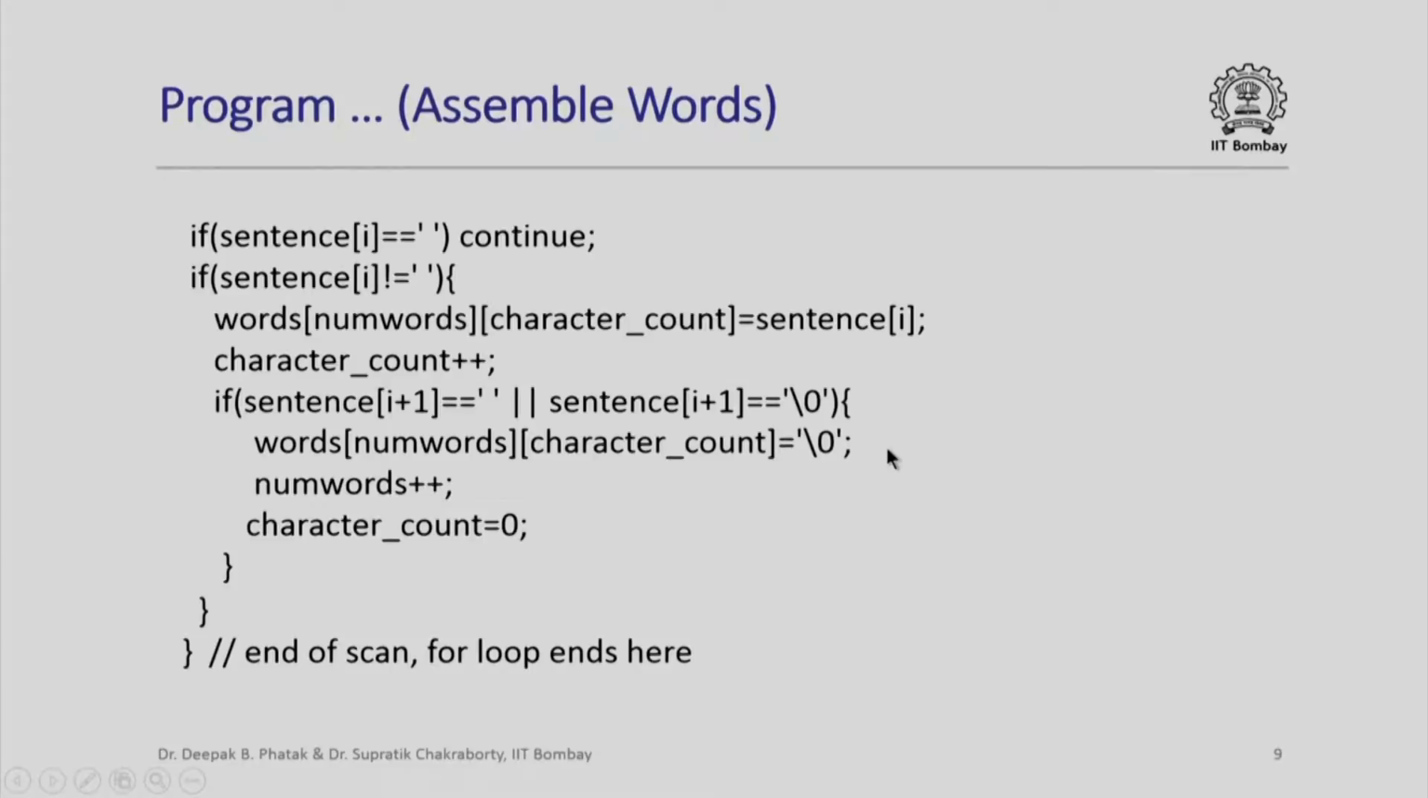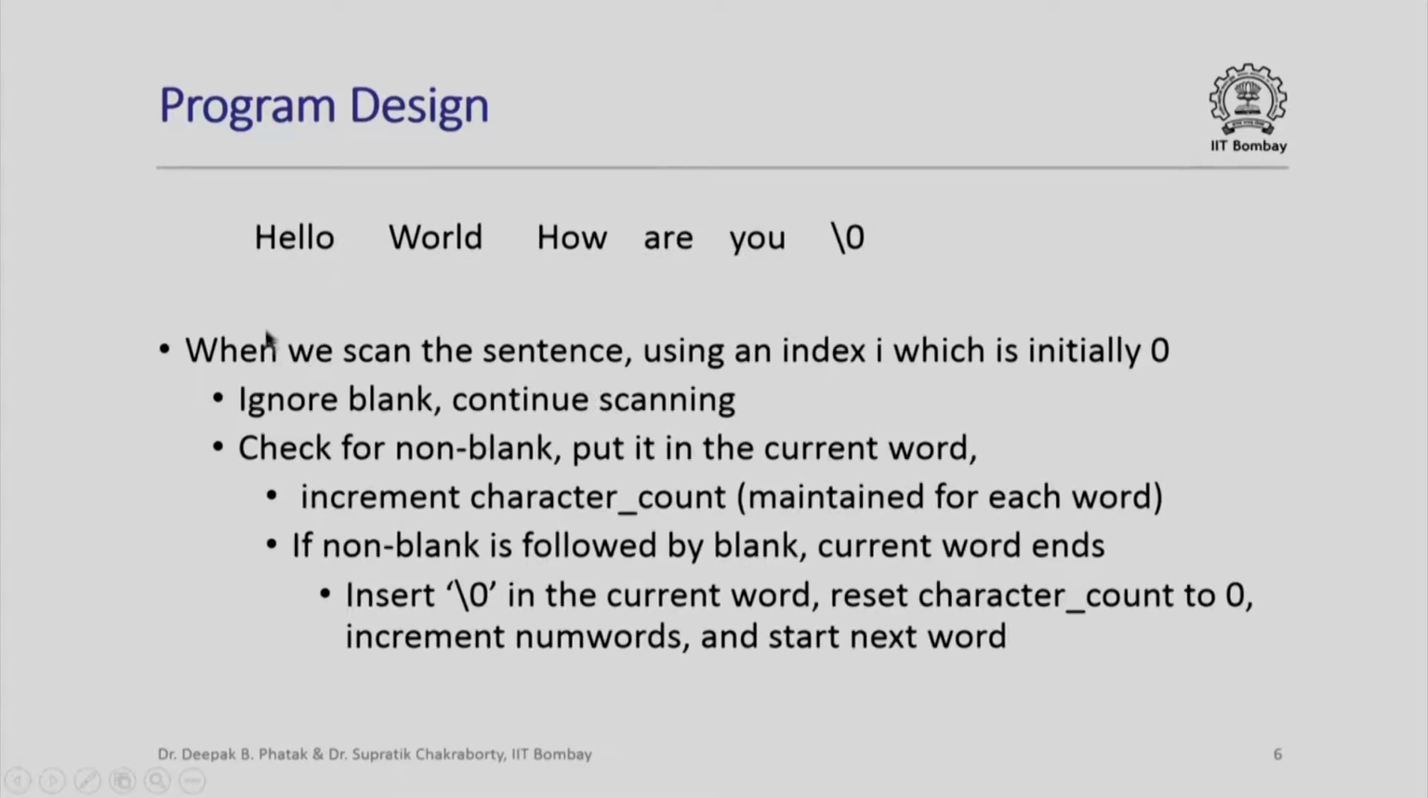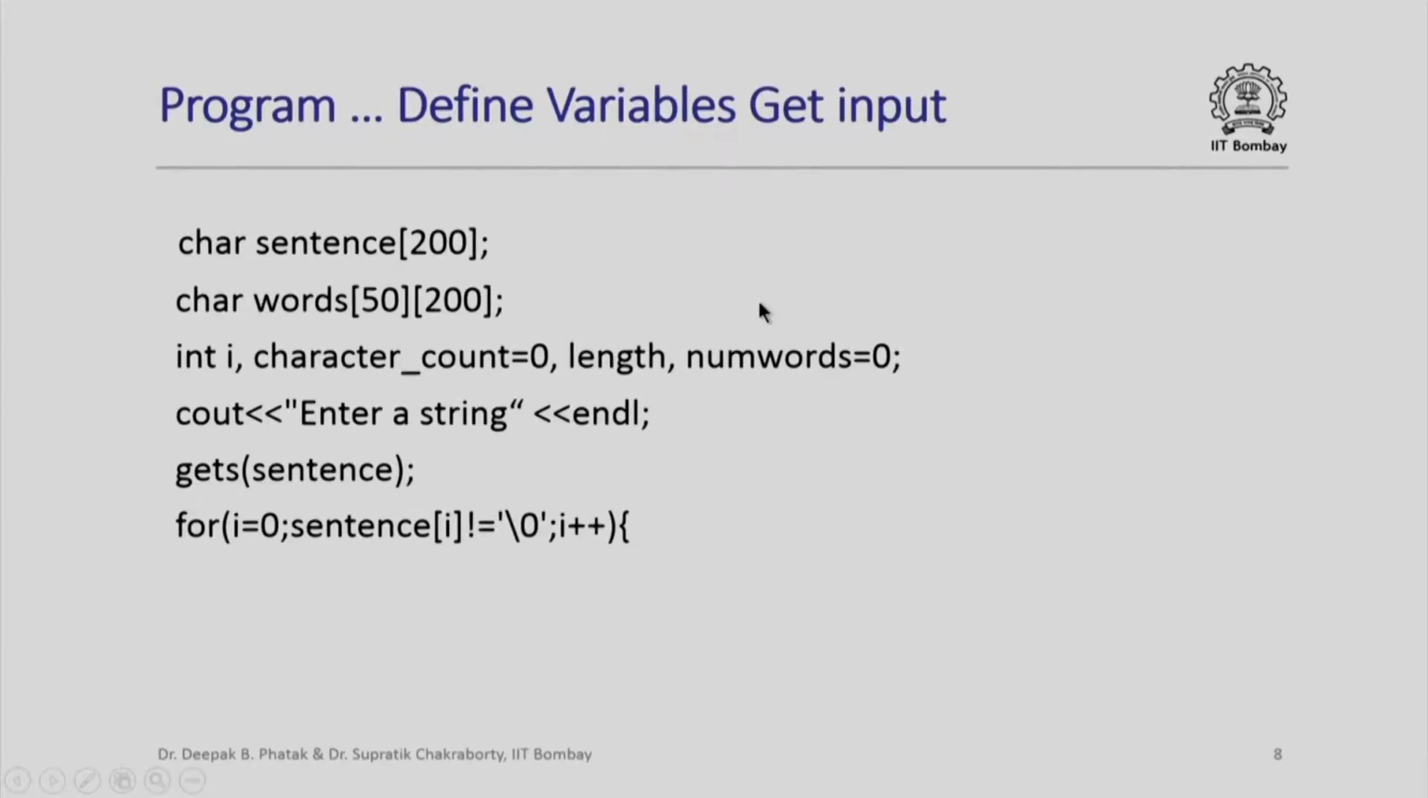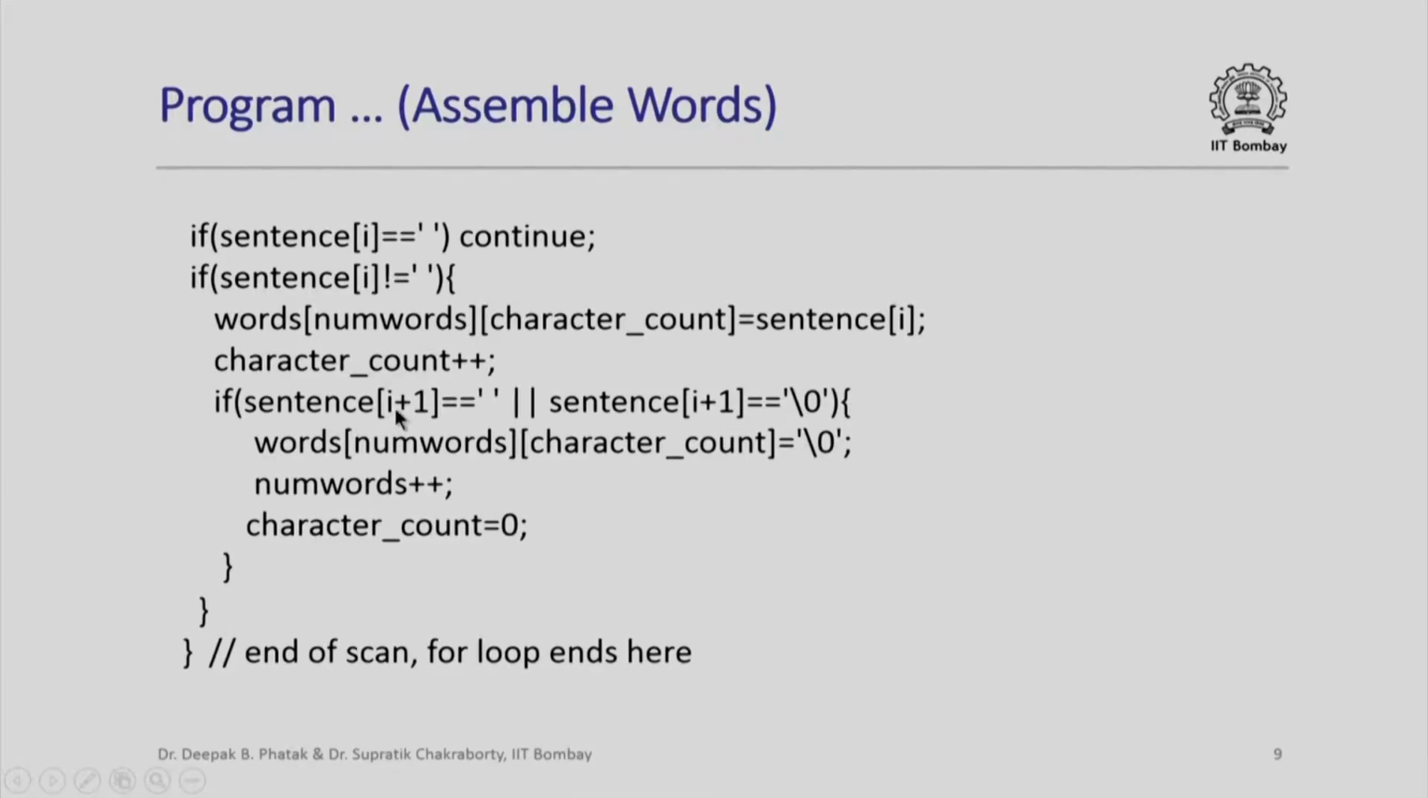Let us go back to the previous slide and examine what we mean. Please note that if this was the non-blank character which I am just inserting in the current scan, the next character is a blank. Similarly, the next character here is a blank. Whenever that happens, my current word has ended. So, if the i plus 1th element of sentence is a blank or a \0, I terminate the present word, which means in the current position, which is the character count position, I insert a \0. This word has terminated, so the next word has to start. I increment the number of words, num words, and I reset character count to 0, because in the second word, which is the next row of the word matrix, the character count will start from 0, 1, 2, 3, 4 for a new word. That is all I need to do.